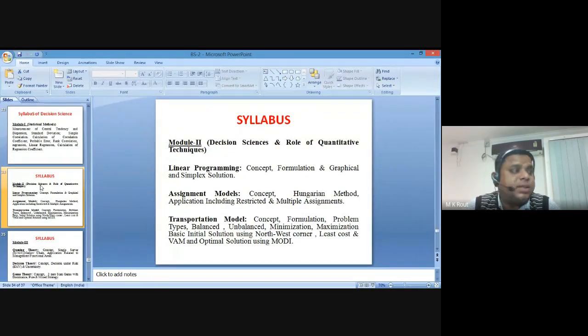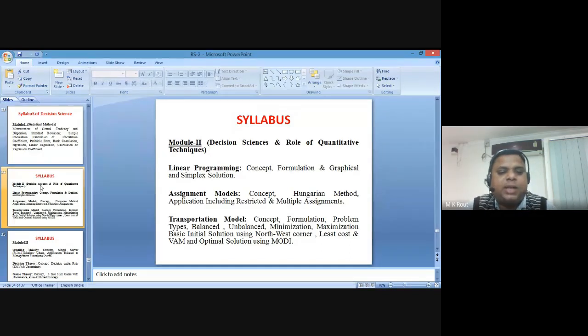In the first part, that is linear programming, including concept, formulation, and graphical and simplex numericals. The next part is assignment models, which contains the concept of assignment and Hungarian methods. The applications include restricted and multiple assignment. You are allocating different tasks to different persons; that directly comes under the assignment model.